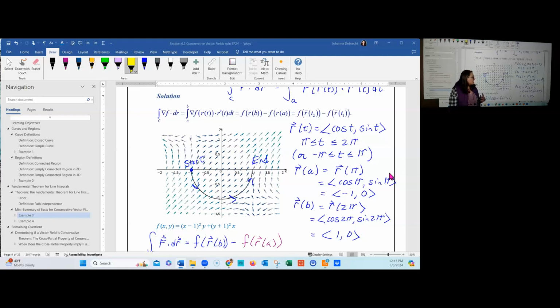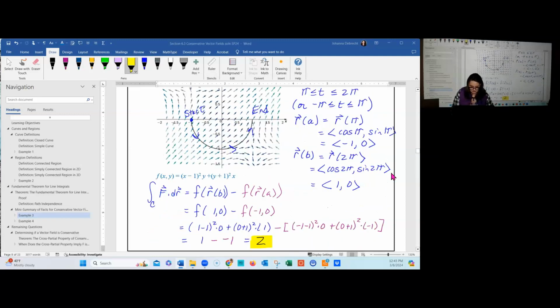So to find f of r of a, I'll replace x with -1 and y with 0. To find f of r of b, I'll replace x with 1 and y with 0. Remember that the fundamental theorem of line integrals tells us that we can go straight to the end and compute f of r of b minus f of r of a. Let's go ahead and look at what this gives us.